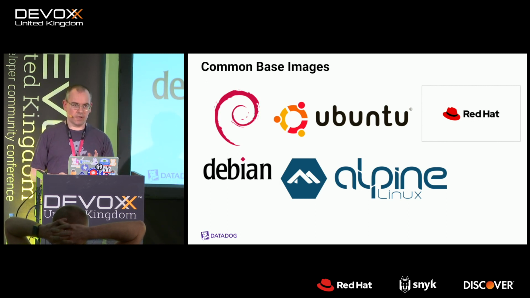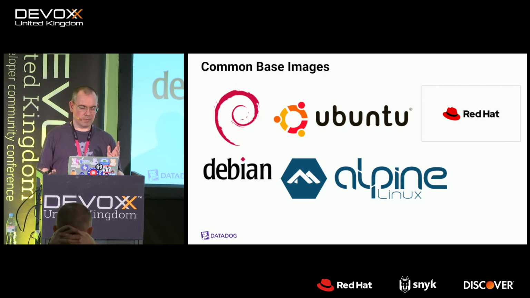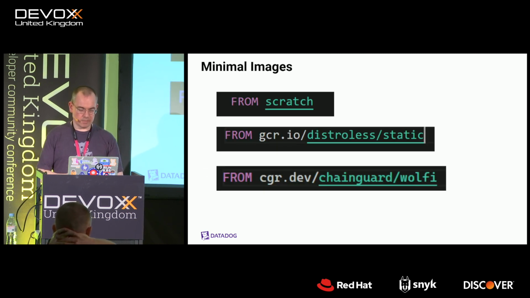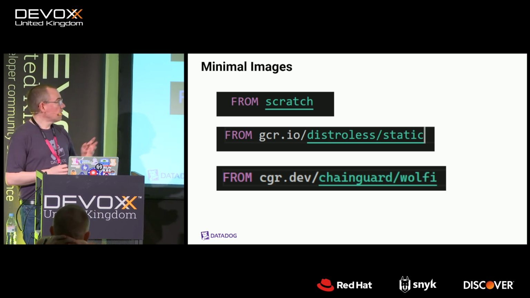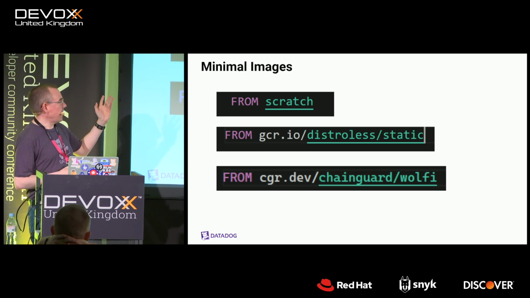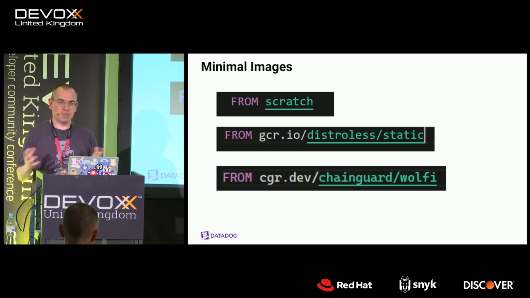There is another thing you can do, and this depends more on your application, which is using minimal images. So there are some special options in Docker that let you choose specific minimal base images. The first one at the top there is called FROM scratch. And scratch essentially is an empty Dockerfile.